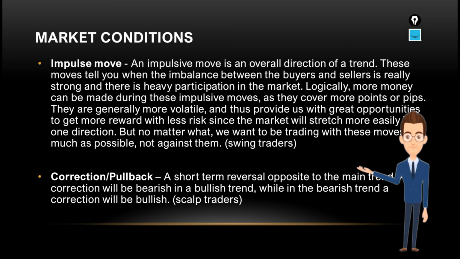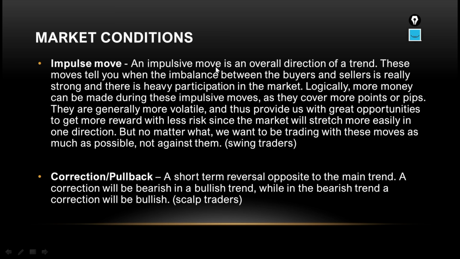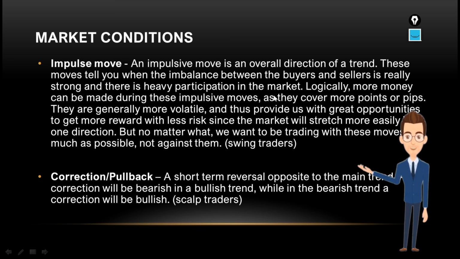So now we are going to focus on market conditions guys. Market conditions are when we're having a bullish and a bearish movement. An impulse move is an overall direction of a trend. These moves tell you when the imbalance between buyers and sellers is really strong and there is heavy participation in the market. Okay, so basically guys, an impulse move shows you the overall direction of the trend.